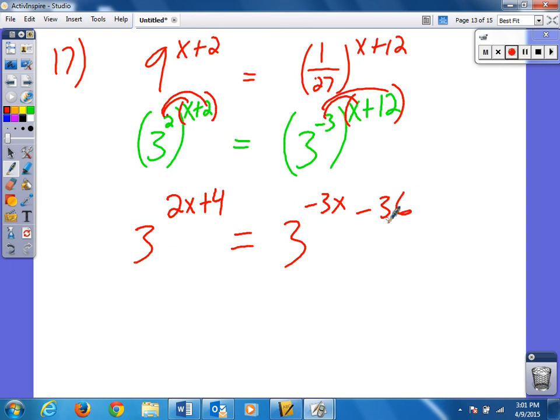And now we have something that looks similar to the last problem. So we can equate the exponents. 2x plus 4 equals negative 3x minus 36. Solve that equation, and you should end up with x equals negative 8.